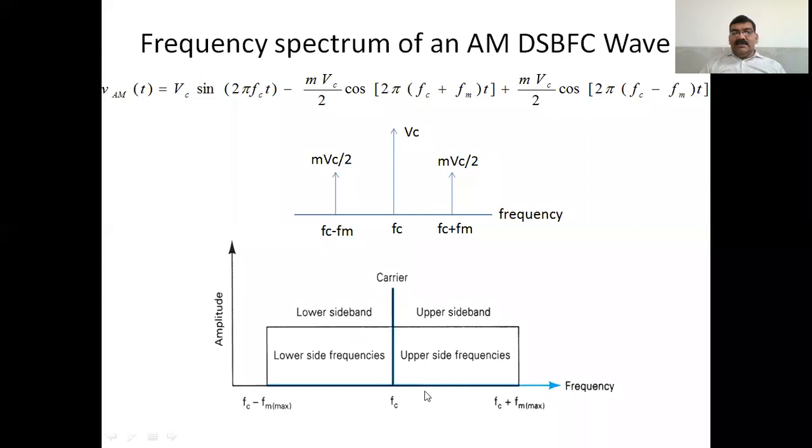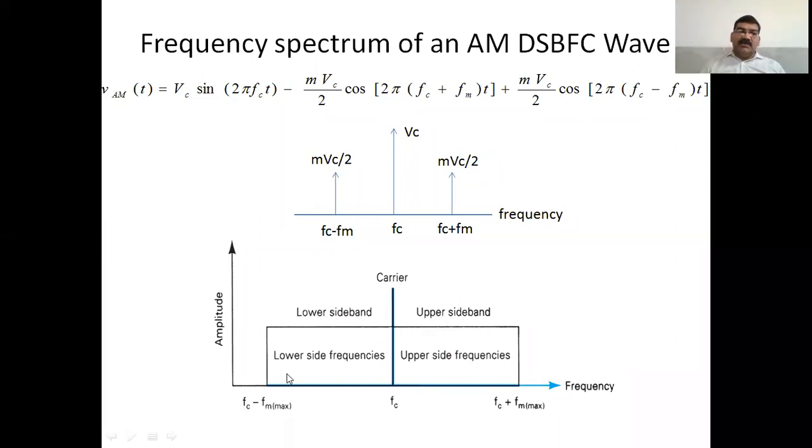So on the carrier, this axis is frequency. Same thing is represented here. So this is the frequency axis, and this is the amplitude axis. So FC, this is your carrier signal, and this is your upper sideband frequency. Okay, so the upper sideband amplitude is this much. So this is your upper sideband frequency.